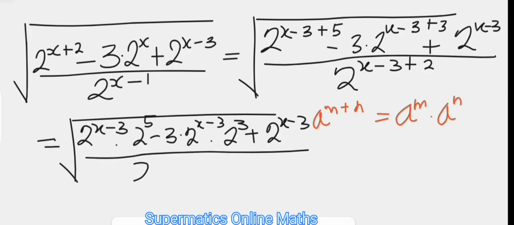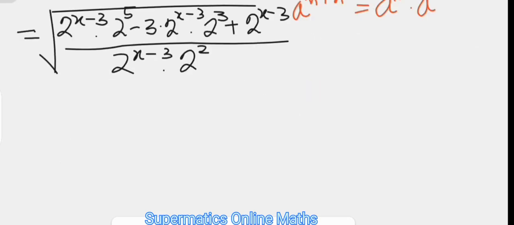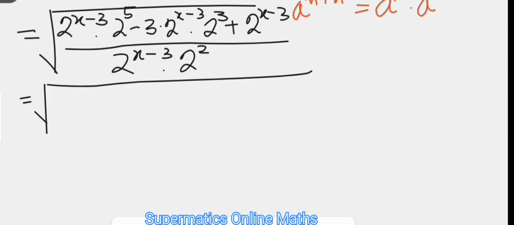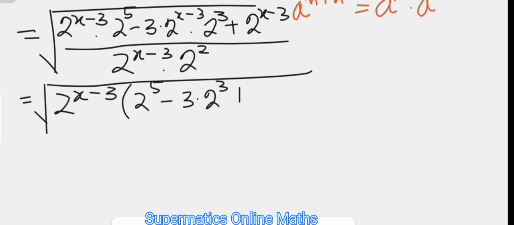over the denominator becoming 2 to the power of x minus 3 times 2 to the power of 2. Then from the numerator, we are going to factor 2 to the power of x minus 3 taken out, and we have 2 to the power of 5 minus 3 times 2 to the power of 3 plus 1.